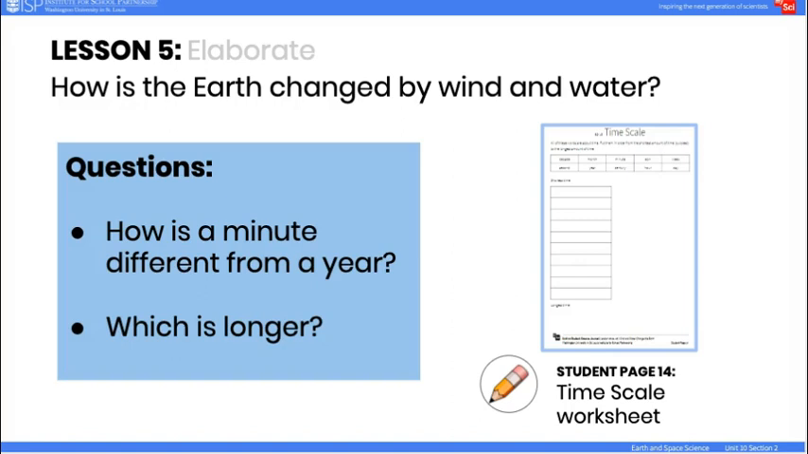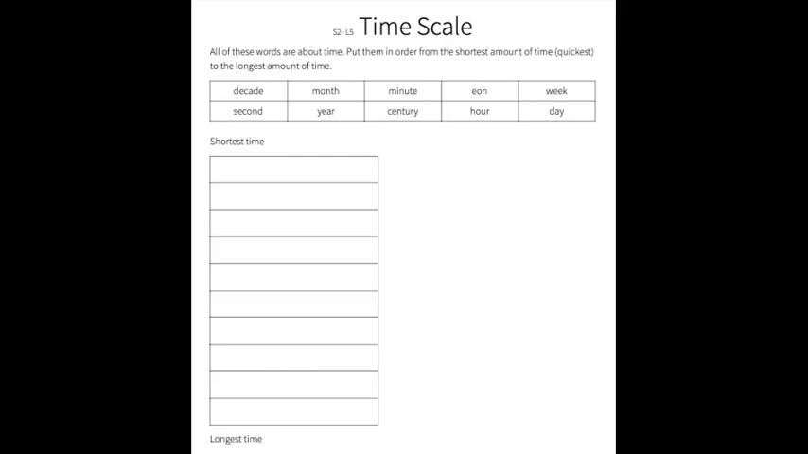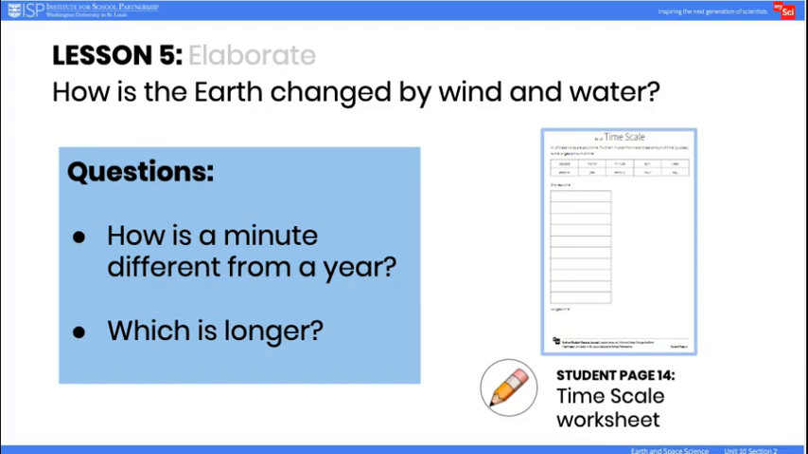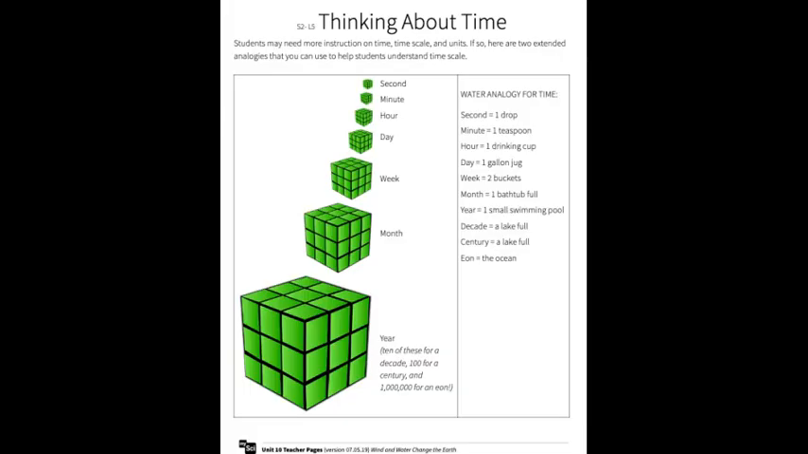In the Elaborate, ask students to explain how the surface of the Earth changes and how long it takes for these changes to occur. Then direct students to Student Journal page 14 to continue thinking about time scale and Earth changes. On this page, students place time words in order from the smallest amount of time to the largest. Guidance for this page is on teacher page 19. Use the question prompts here on this slide to discuss what is fast and what is slow. Share teacher page 20 with students as part of this conversation as well.